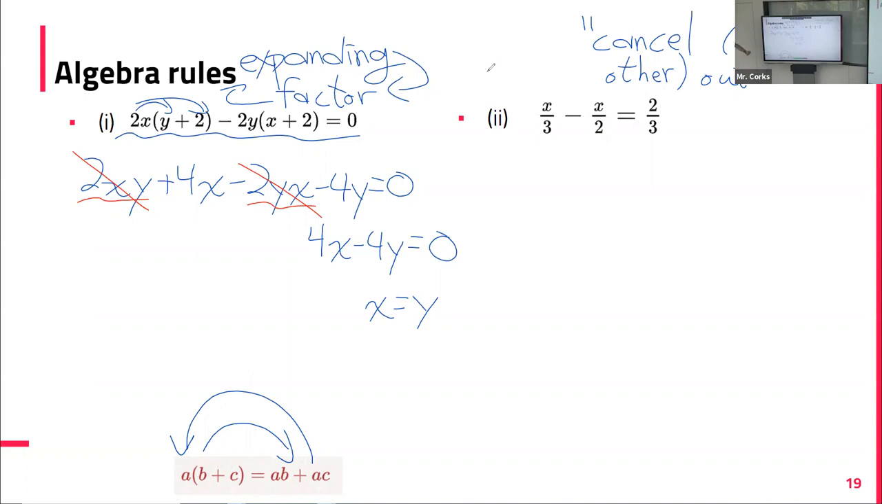In which part? That's the step. Like factoring out the 2x from these two terms? Yeah, that's what the first step was.